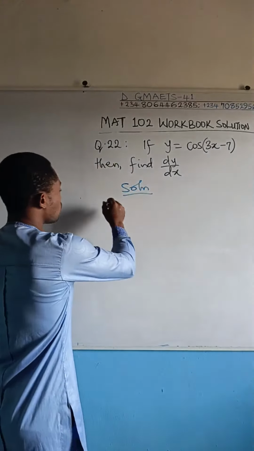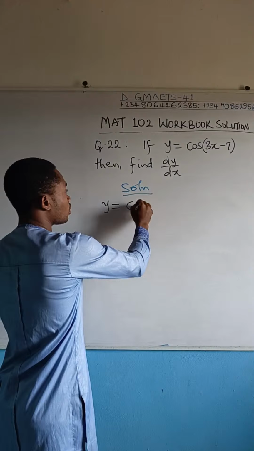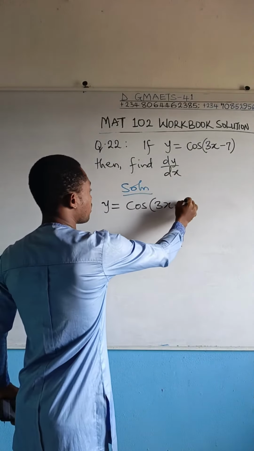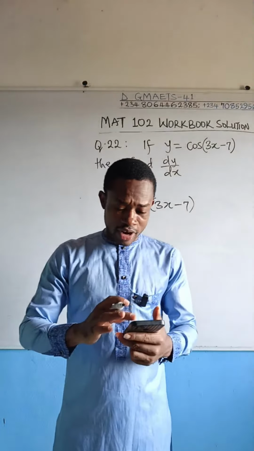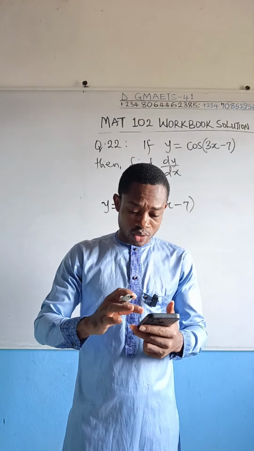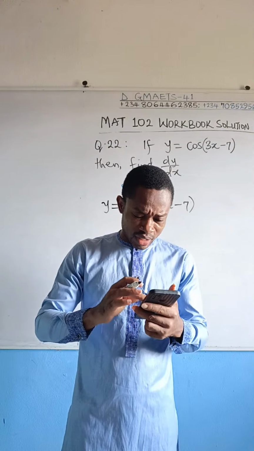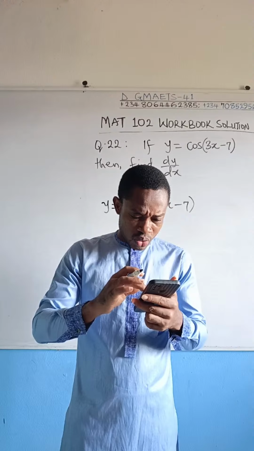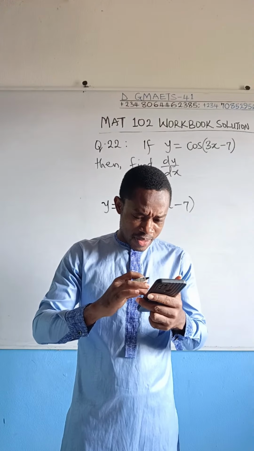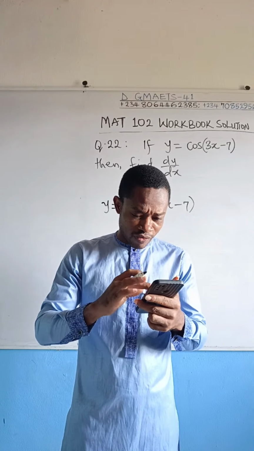So the question given to us, we have y equal to cos(3x - 7). I'm trying to check through the workbook to see if there is a defined pattern they want you to follow for this particular question, but I don't think there was any defined pattern. So that's question 22. No defined pattern for you to follow.